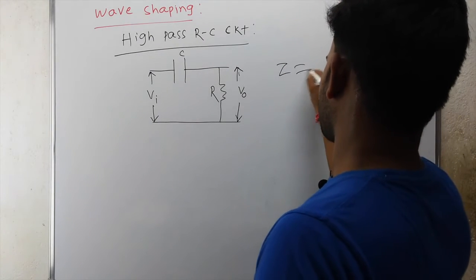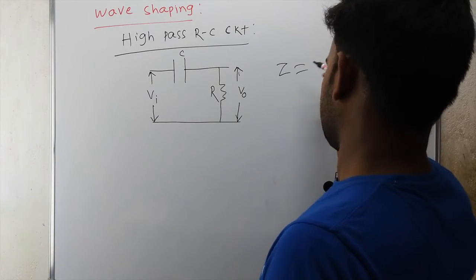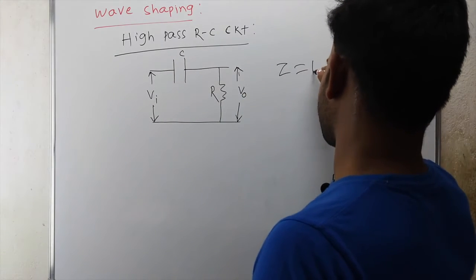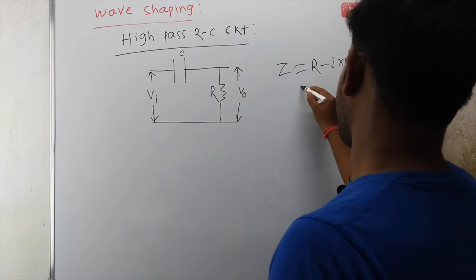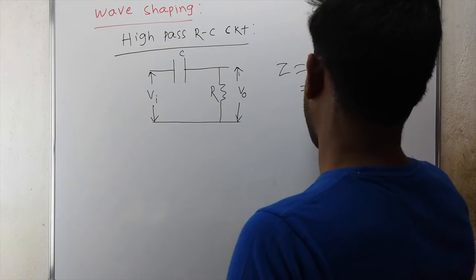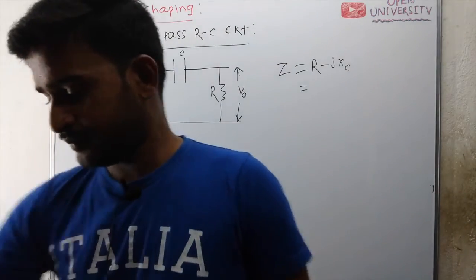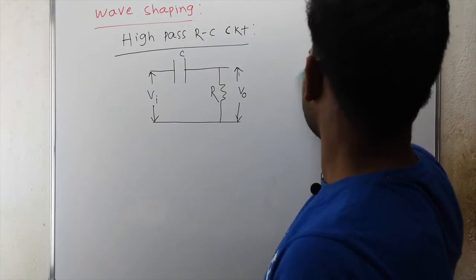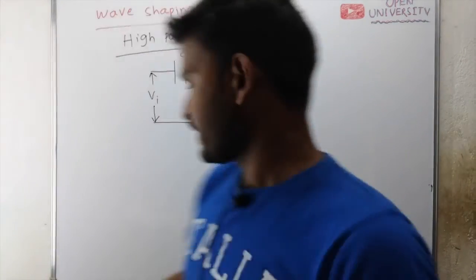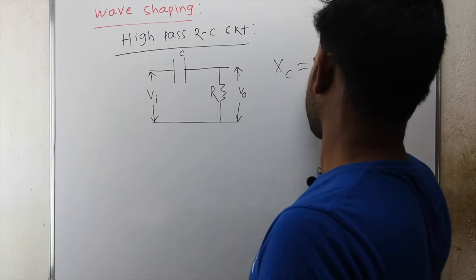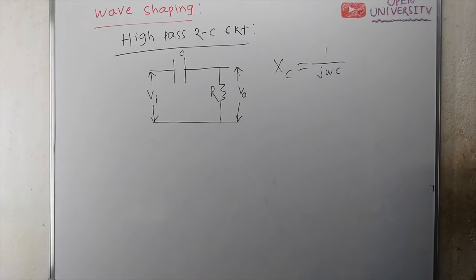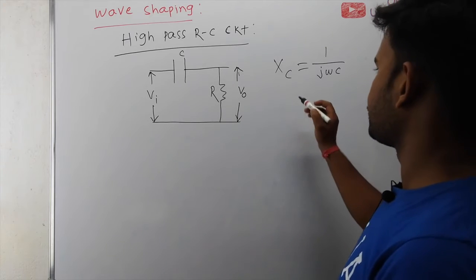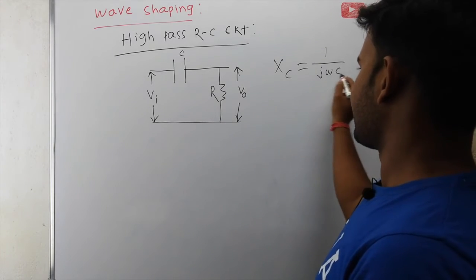We know that Z equal to R minus jXc, or you can write reactance Xc value as 1 by j omega C. Now this is the reactance of capacitor.